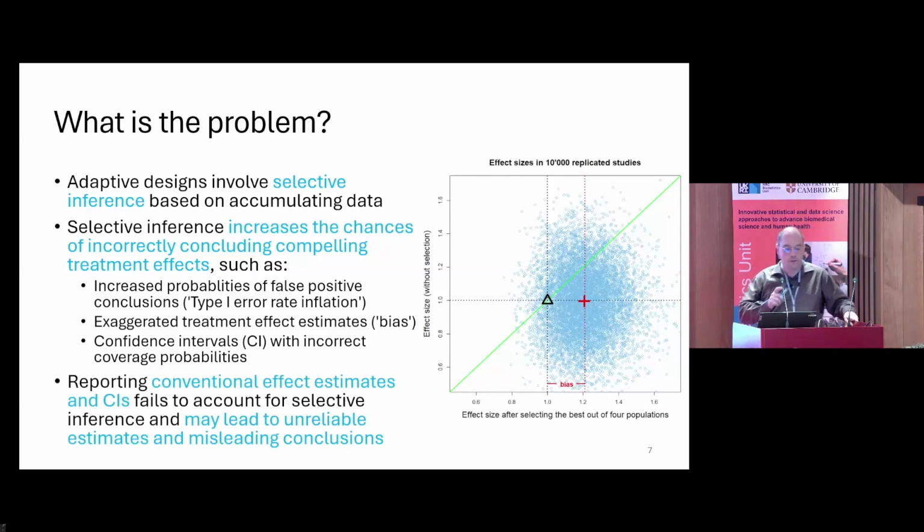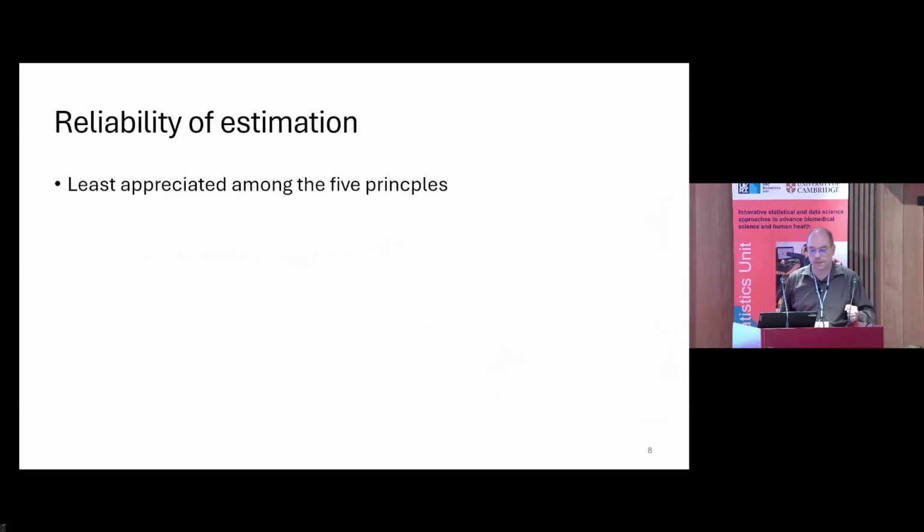So reporting conventional effect estimates and confidence intervals, and this is what currently in my domain, in my environment, we are doing all the time, fails to account for selective inference and may lead to unreliable estimates and perhaps even to misleading conclusions. This is the problem. So that is why it is important to talk about reliability of estimation, although we don't do that enough.